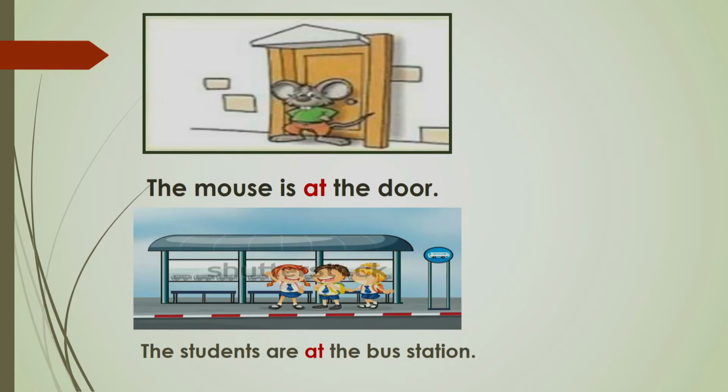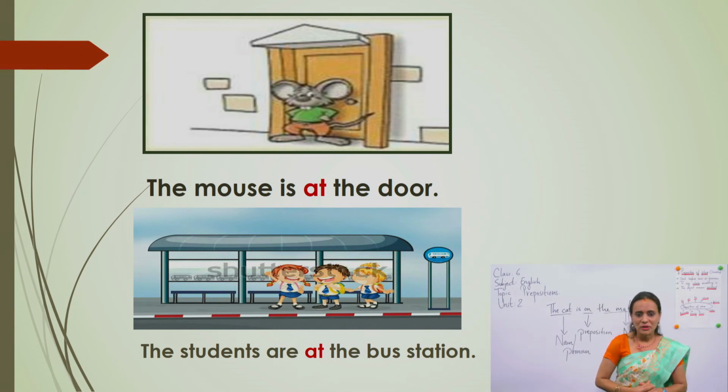Let's see it. Okay, we have two pictures here. Can you see two pictures? In the first picture, what can you see? Is it a cat? No. It is a mouse. And where is the mouse? Is it at the wall? No. The mouse is where? It is a door. Very good. And the mouse is at the door, isn't it? This is the mouse and this is the door, and the mouse is at the door.